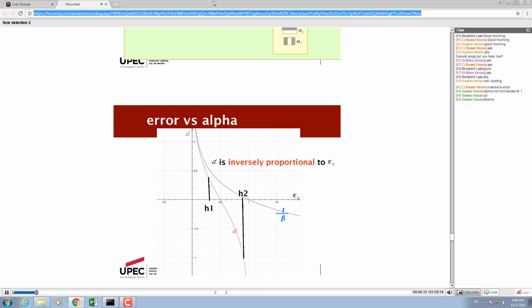Here the 0.5 means the middle value, the median value of error. So alpha can be negative when the error is over 0.5. Negative alpha means a kind of bad feature. Positive alpha means a kind of good feature.